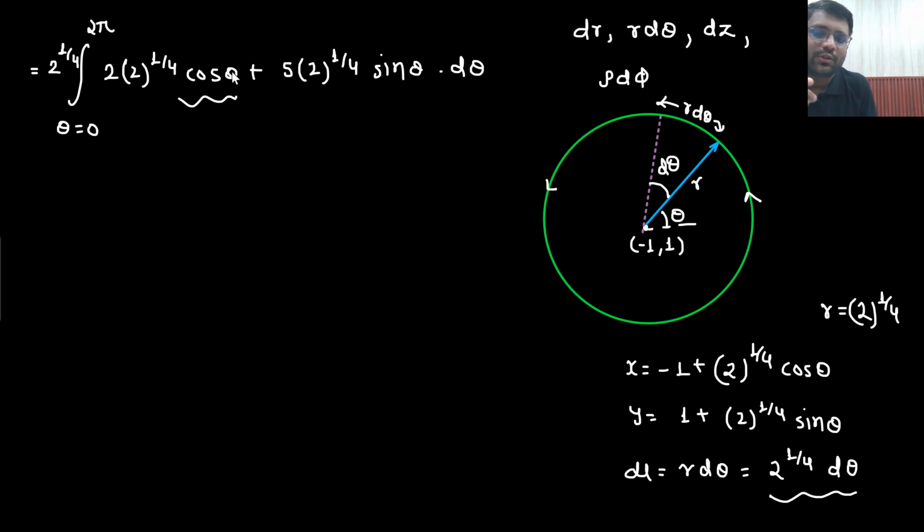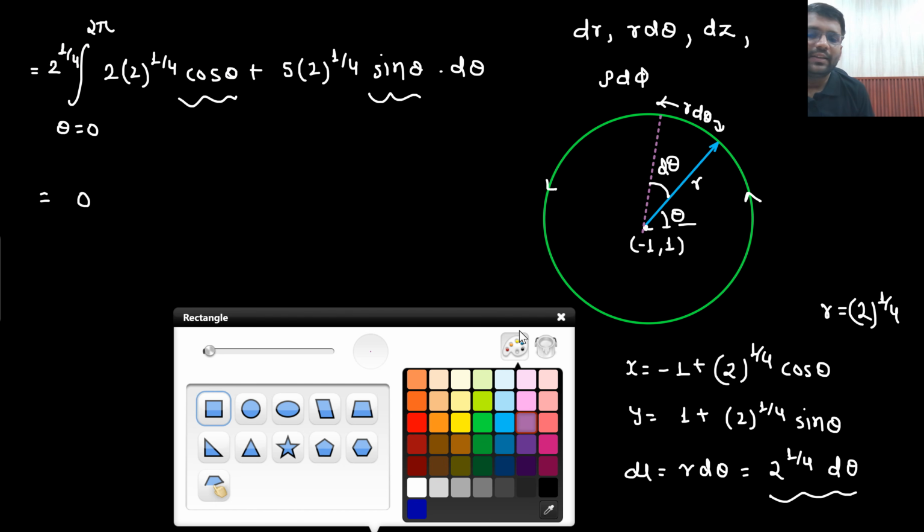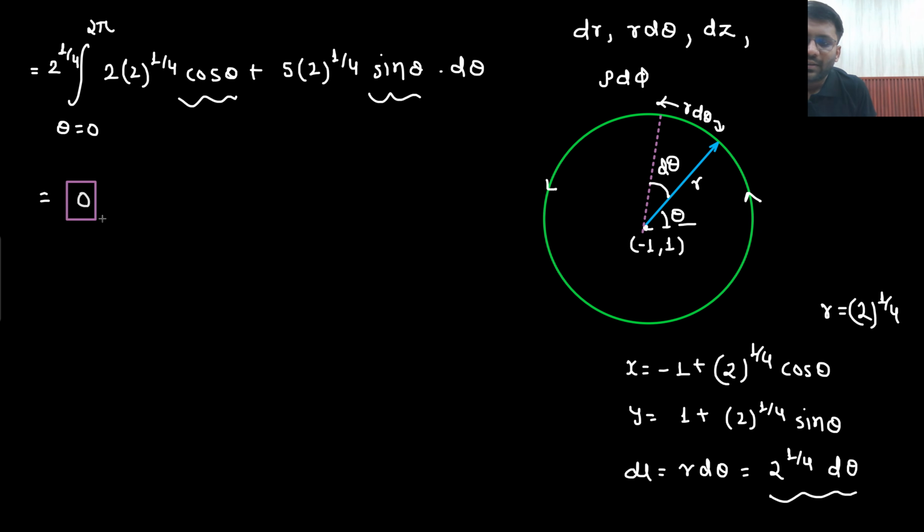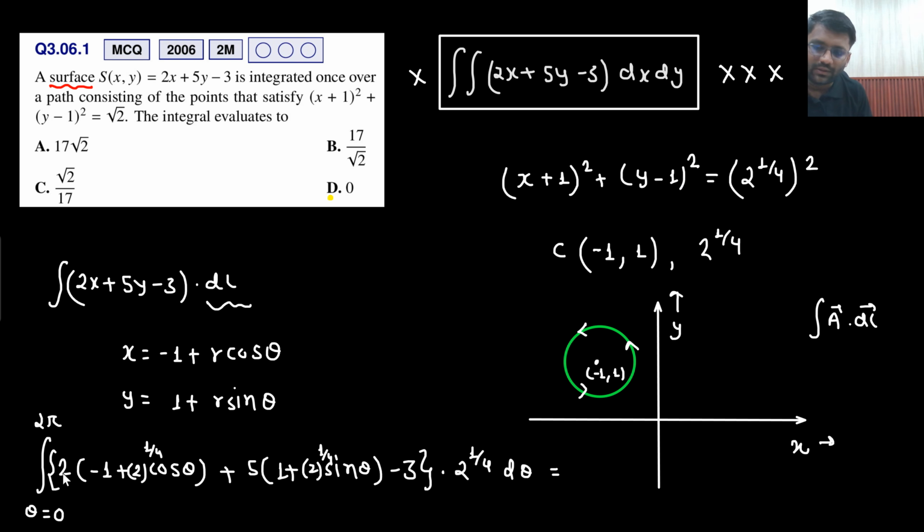Sir, from 0 to 2 pi, cos will give 0 area. From 0 to 2 pi, sin will also give 0 area only. So what is the answer? 0. So luckily, this question was framed in an easier manner. Basically, here minus 2 plus 5, they got cancelled out. If they were not getting cancelled out, then this question would have become interesting. Those who have calculated this particular thing are also getting the answer to be 0 only. Luckily, they got it correct.